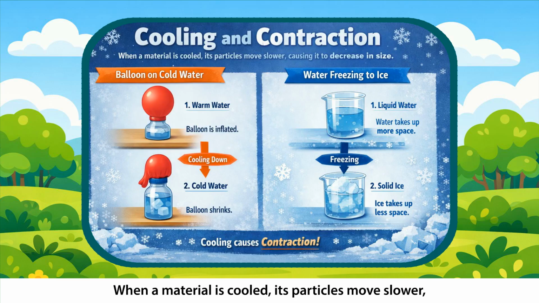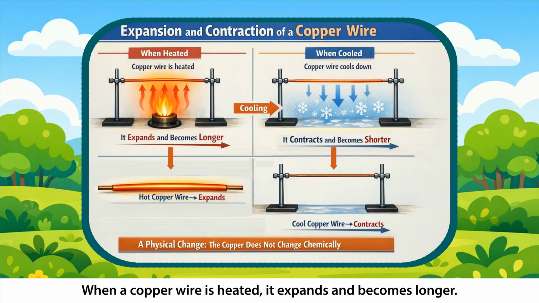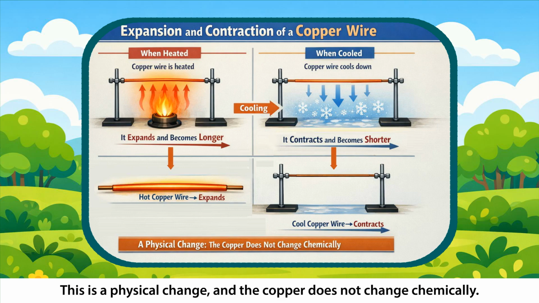When a material is cooled, its particles move slower, causing the material to decrease in size. This decrease in size due to cooling is called contraction. For example, a balloon on a bottle of cold water shrinks, and water contracts when it freezes into ice. When a copper wire is heated, it expands and becomes longer. When it cools, it contracts and becomes shorter. This is a physical change, and the copper does not change chemically.